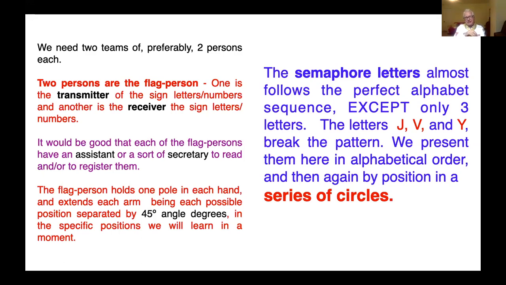Okay, so the system is organized in series of circles. And the circle is A, B, C, D, E, F, G. This is a circle. And what is interesting, we have circles, and as you go ahead learning, the circles have fewer letters, and we'll notice in a moment.